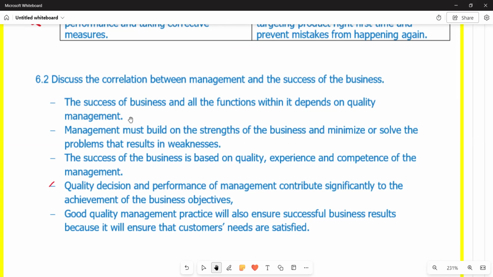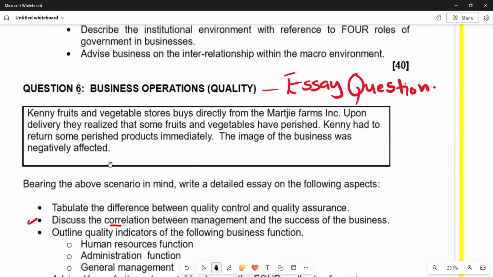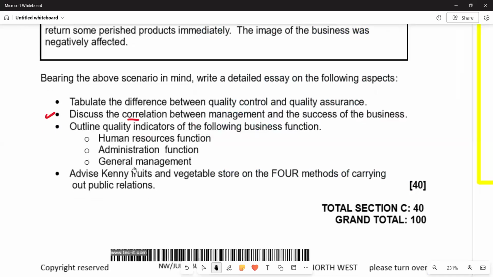This is exactly what we mean. So this is on 6.2, the point of the correlation that exists between management and success of business. Then we can go to the next one, which says outline quality indicators of the following business functions. We've got human resources function, administration function, and the general management function.